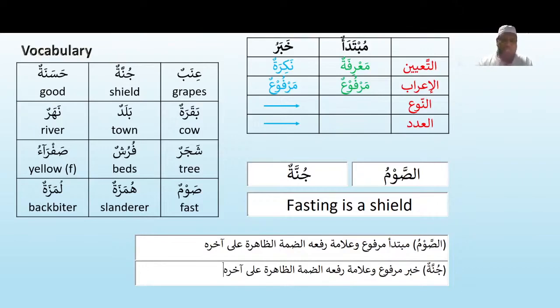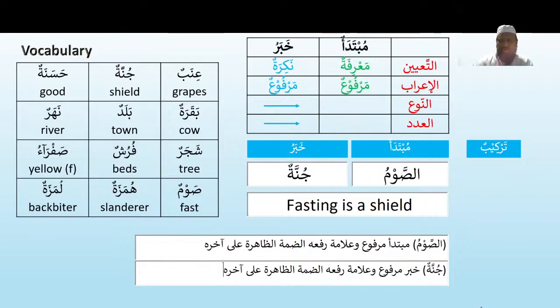Okay, so I've given an example of both ways. When the khabar does not agree with the mubtada in gender, we have no choice but to bring the ism as it is. So as-sawmu, which is mudhakkar, junnatun, which is mu'annas. As-sawmu junnatun, fasting is a shield. And let's move on. As-sawmu mubtada'un, junnatun khabarun. This is the i'rab.